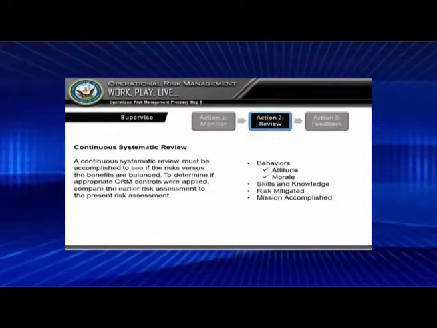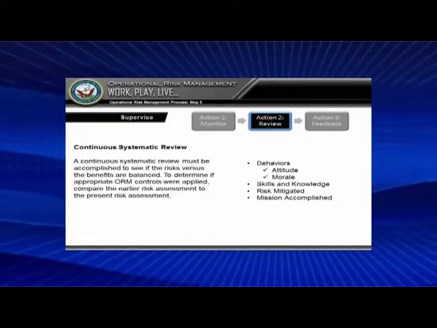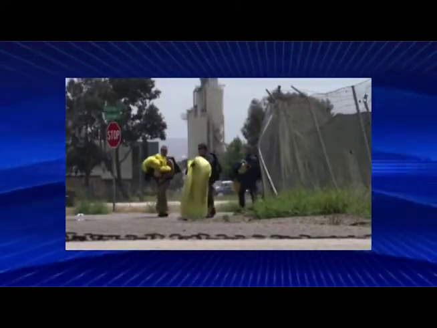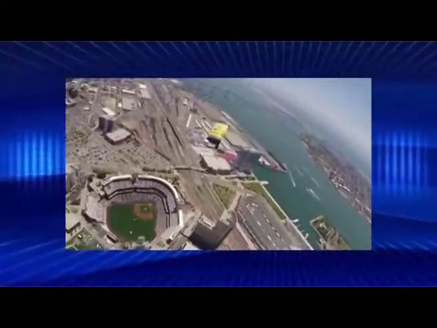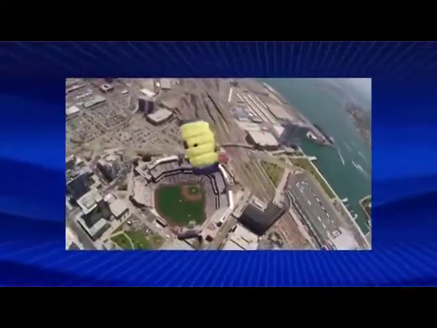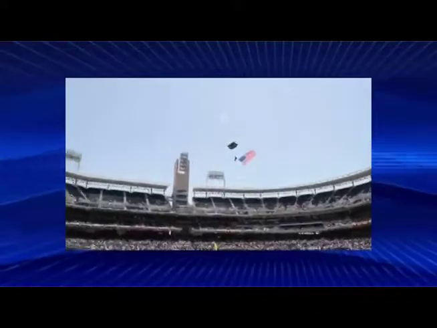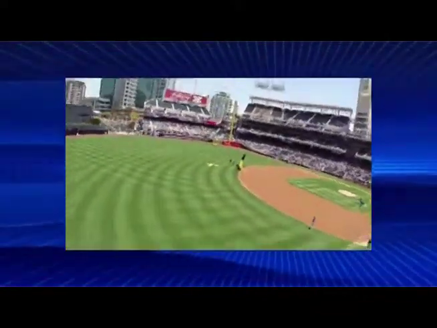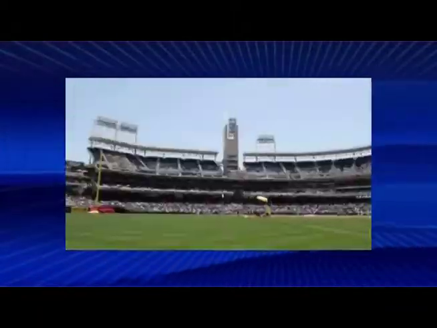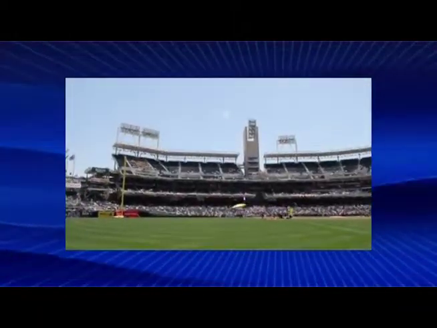The things we want to make sure that we consider during this whole process are the behaviors, the attitude and morale of the crew. Do we have the right skills and knowledge? So if part of your control is swapping out a crew because it's a hot environment or an arduous environment, do we maintain the level of skills and knowledge as we swap the crew out? And did we mitigate the risks and accomplish the mission?